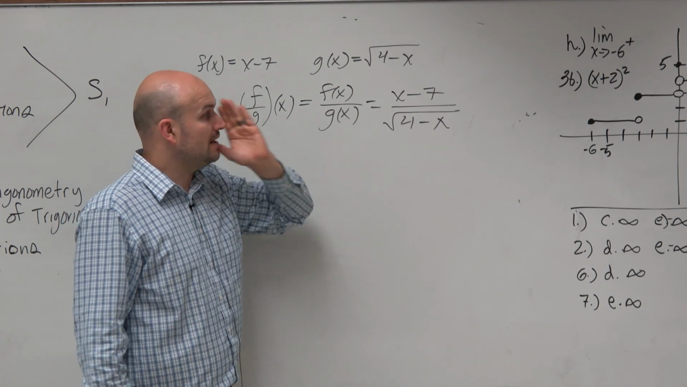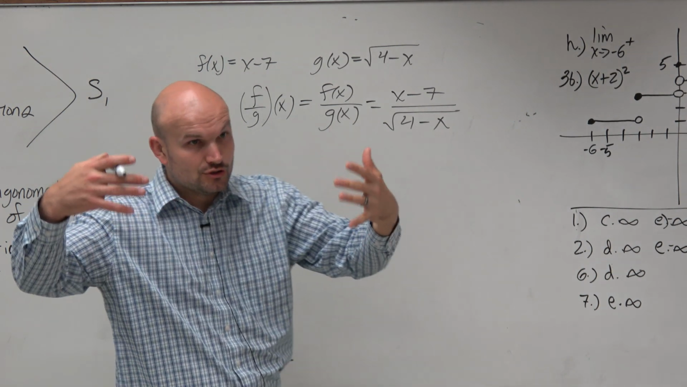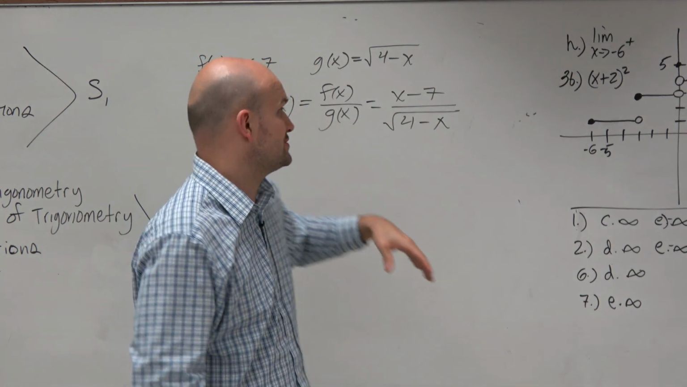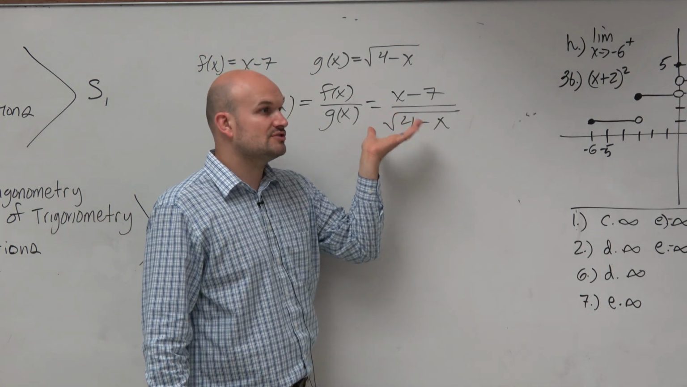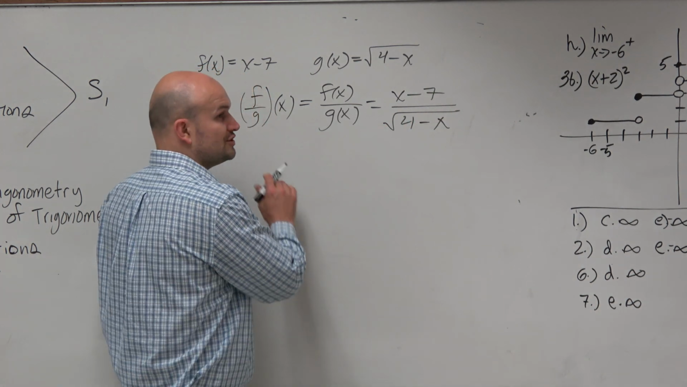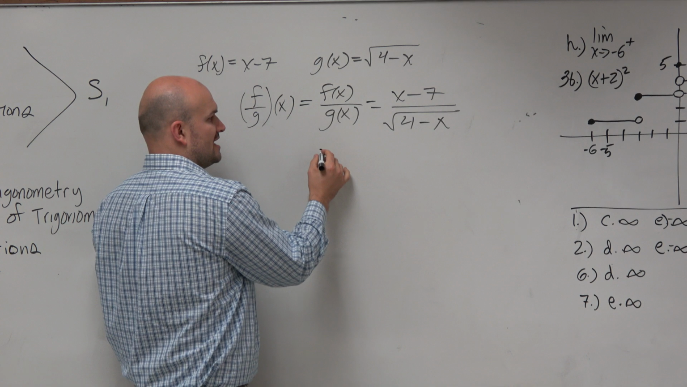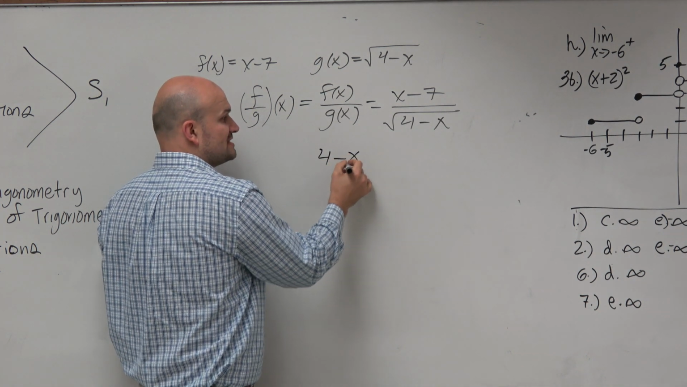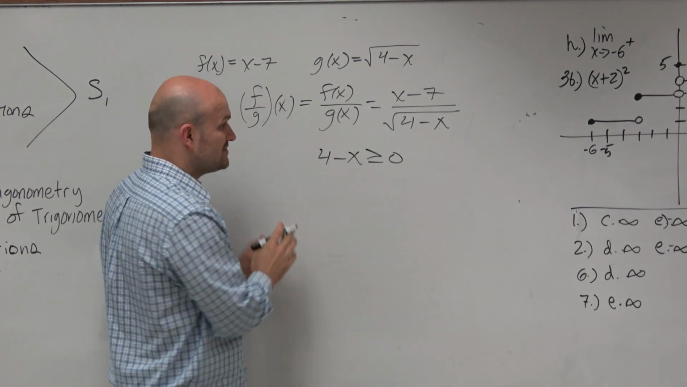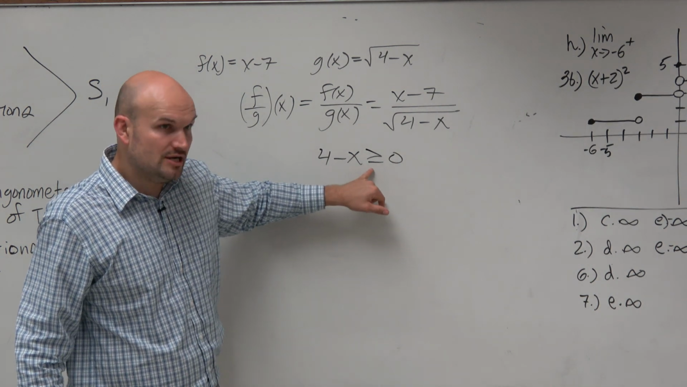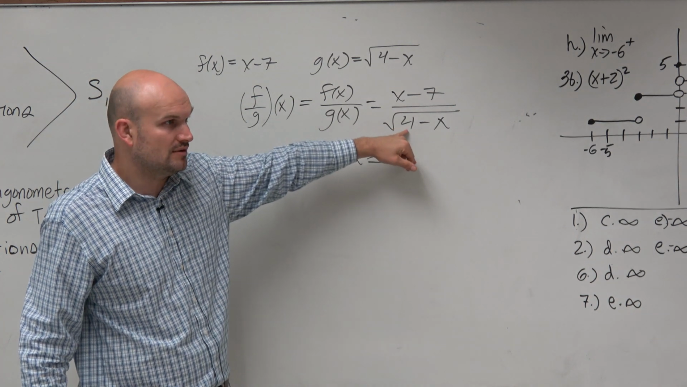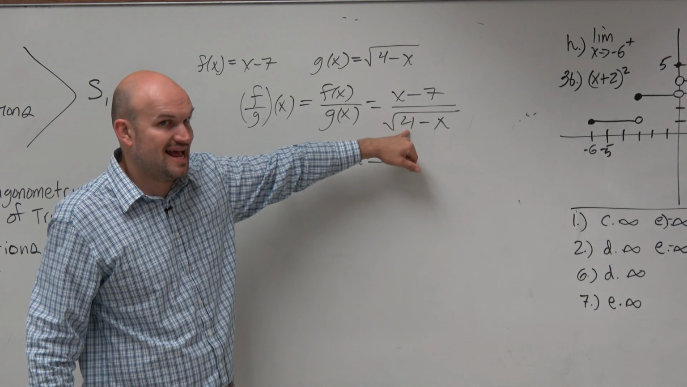Right? Now, the nice thing about this is we can kind of kill 2 birds with 1 stone. Typically, sometimes we would set up 2 restrictions. We do a restriction for the denominator and a restriction for the radical. But since the radical is in the denominator, we can do just 1 restriction. We can say 4 minus x. Previously, we'd say 4 minus x has to be greater than or equal to 0. But now, since it's in the denominator, we know it can't equal 0, right? Because if that equals 0, then the denominator equals 0, which we can't have.